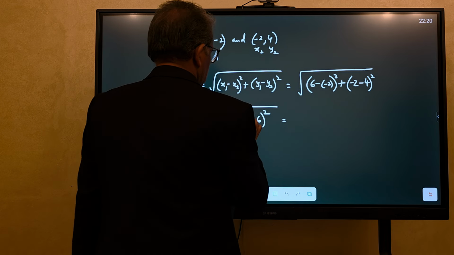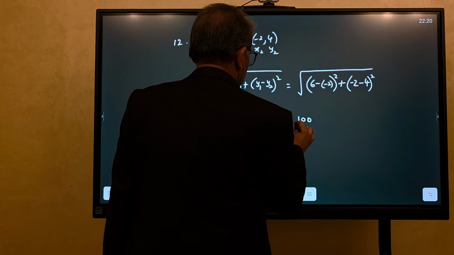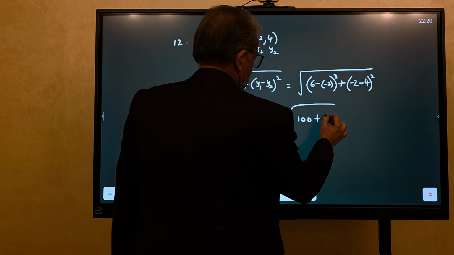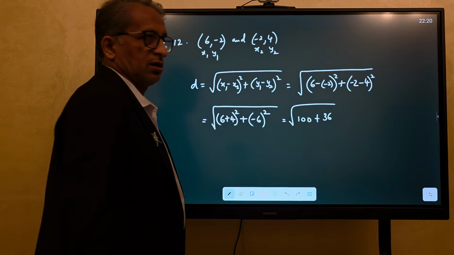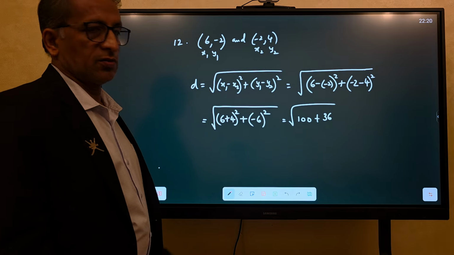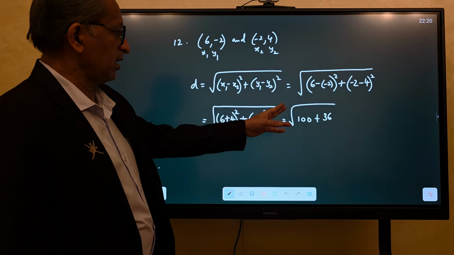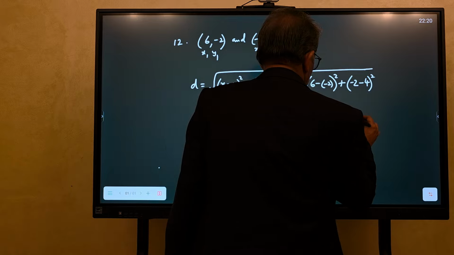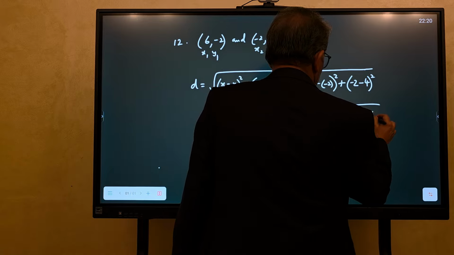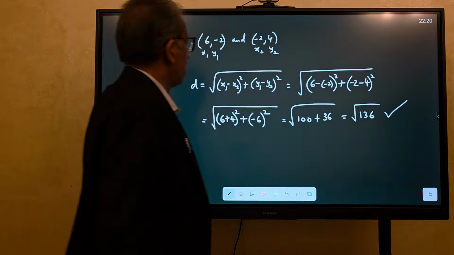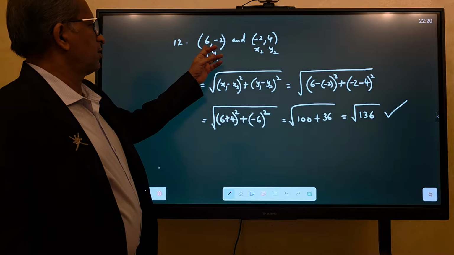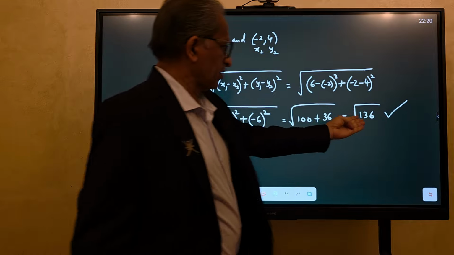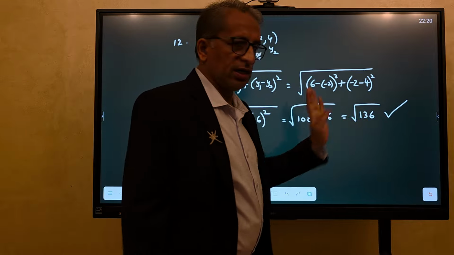6 plus 4 is 10. 10 square is 100. Minus 6 square is plus 36. Remember here, the square of a negative is always positive. So minus 6 square is plus 36. So plus into plus is plus. So the square root of 136 is the length or distance between this point and this point. If it is a perfect square, find the value. Otherwise, leave it as it is.